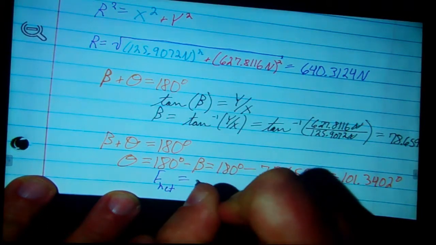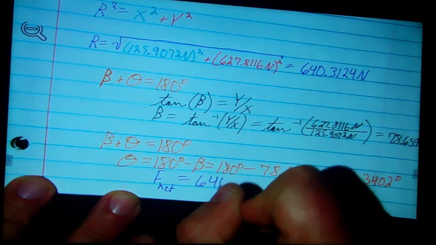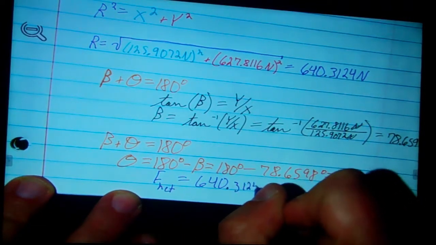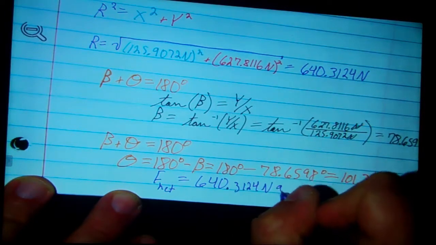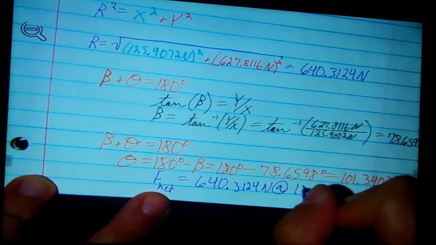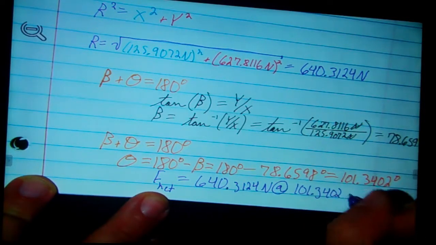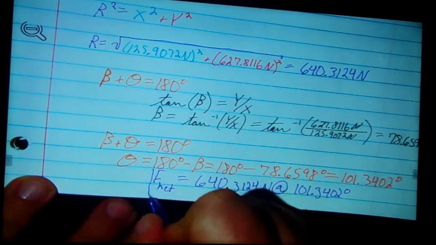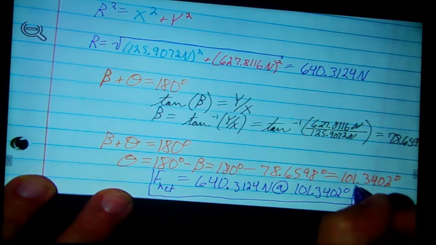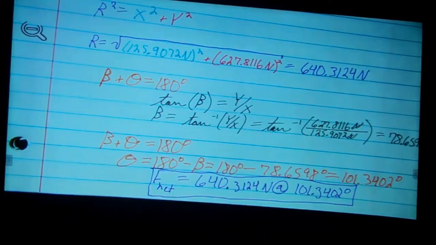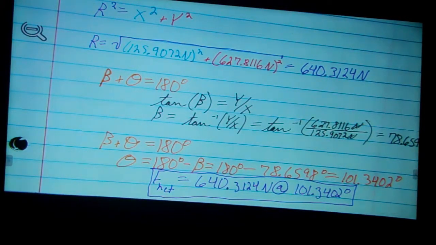So the ultimate answer here is the net force is equal to 640.3124 newtons at 101.3402 degrees. So that's the answer? That is the answer. Where'd the 640 come from? That's the magnitude from the square root.